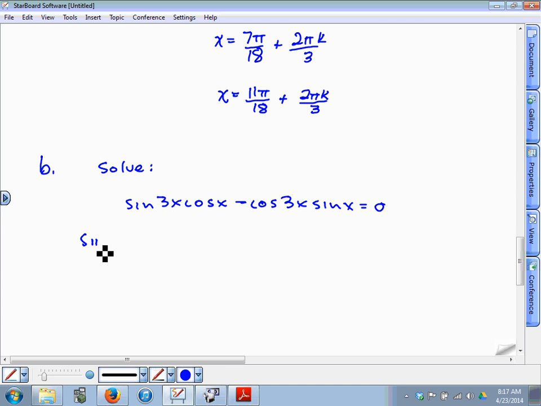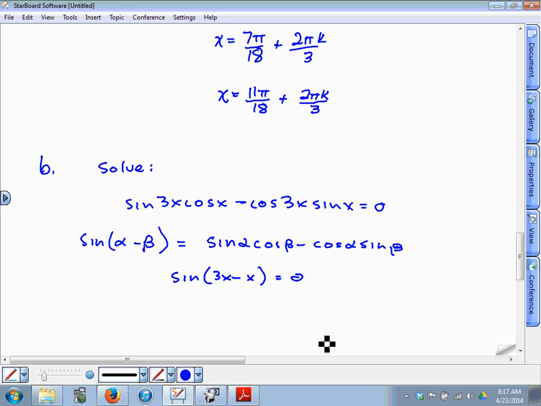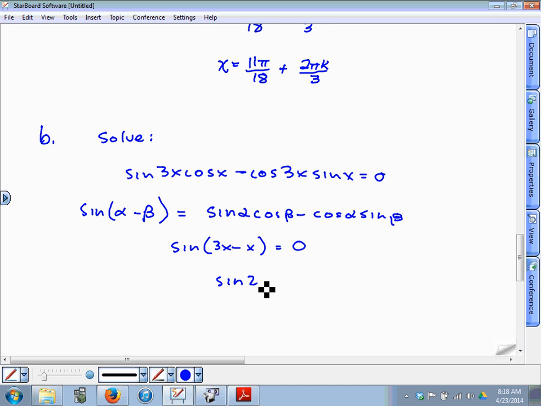Let me write it out for you. The sine of alpha minus beta. This was the identity. Is sine alpha cosine beta minus cosine alpha sine beta. That's the identity. So we're going to put this back together using this difference identity that we talked about in 7.2. This is going to be the sine of 3x minus x is equal to 0. So the sine of 2x is equal to 0.